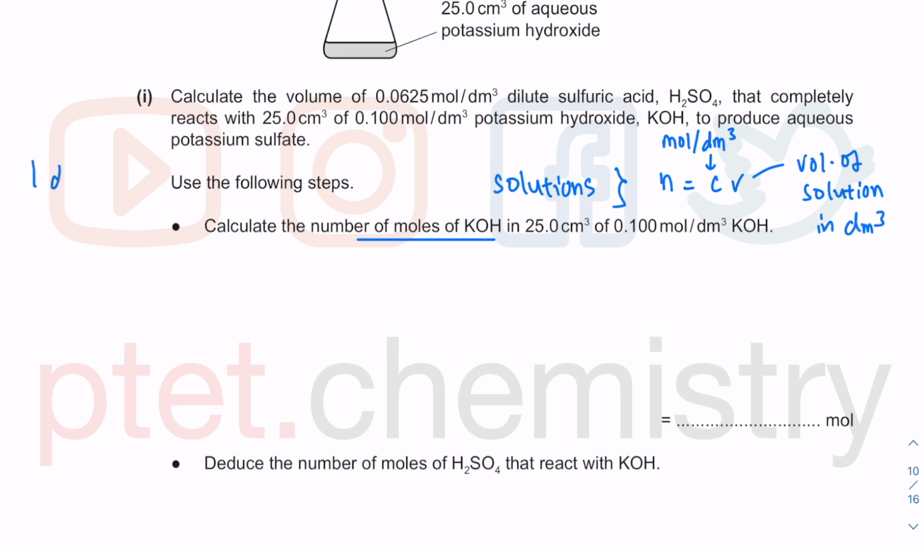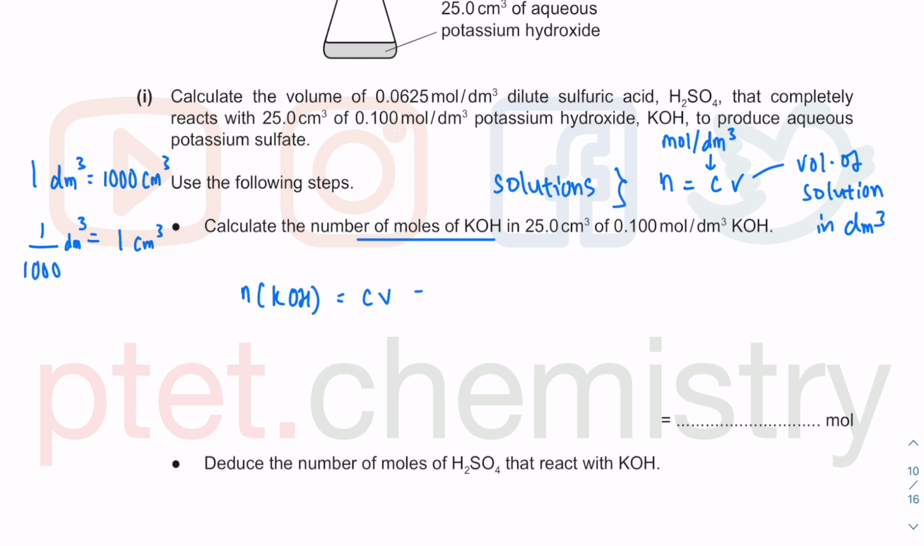We also know that 1 dm cubed is 1000 cm cubed. So when you divide 1000 cm cubed on both sides, you're going to do 1 divided by 1000 dm cubed there. So be very careful. When you want to convert cm cubed to dm cubed, you divide it by 1000. When you have dm cubed going to cm cubed, multiply by 1000 there. Well, the mole of KOH there, label your stuff, label your working.